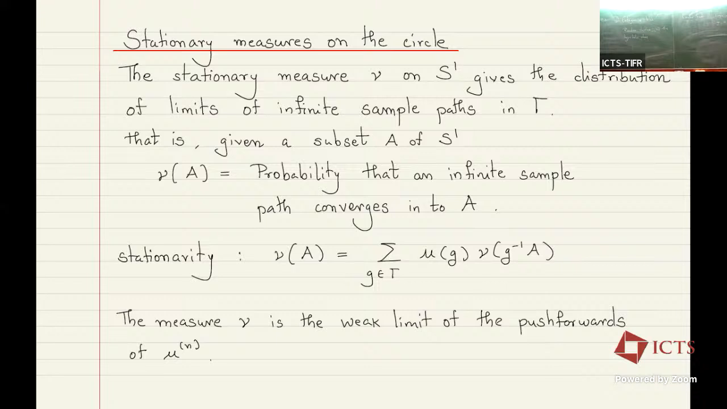And it has an additional property called stationarity, which means that the measure nu on the circle satisfies: nu of A is the mu average of the translates of A, where mu is the initial distribution you put on the group. That's the stationarity property. In fact, it turns out this measure is the weak limit of the push forwards of the measure mu n, where mu n is the n-fold convolution.